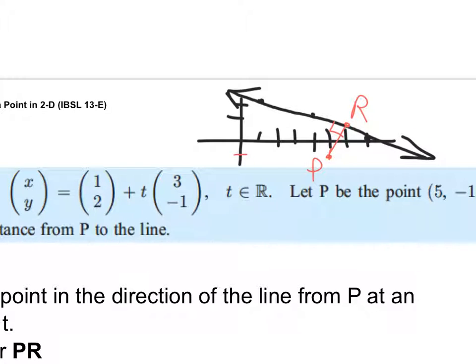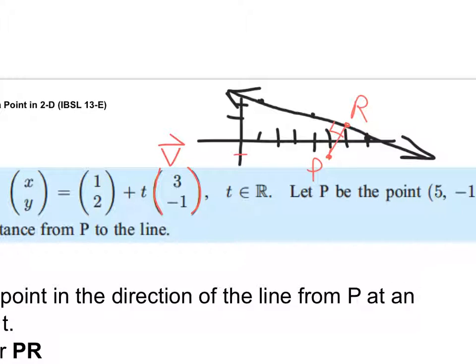The line: (x, y) equals (1, 2) plus t times (3, negative 1). What's our velocity vector? It's (3, negative 1), okay? So we've got to use the velocity vector, (3, negative 1). And then what other vector are we going to try to make perpendicular to that?